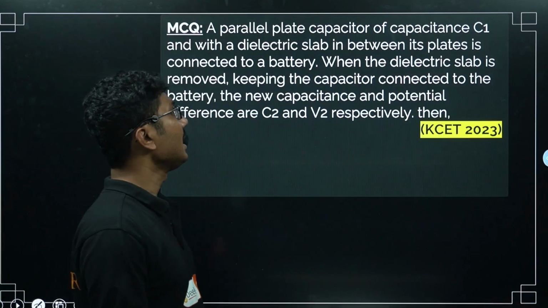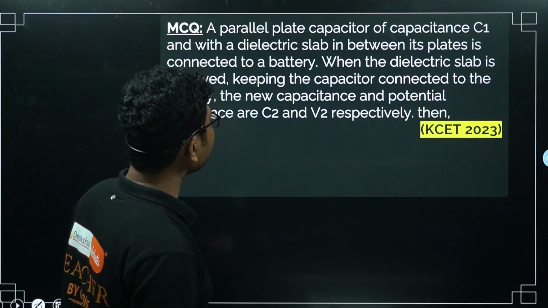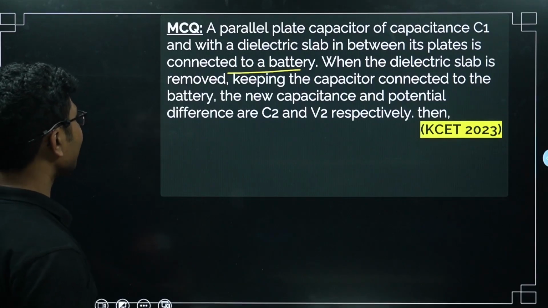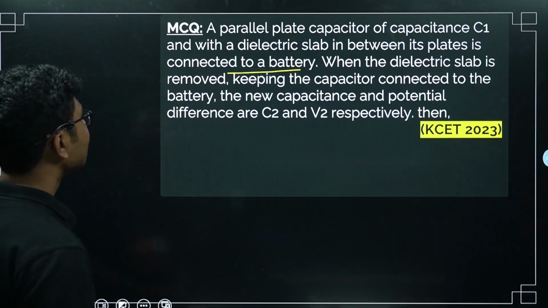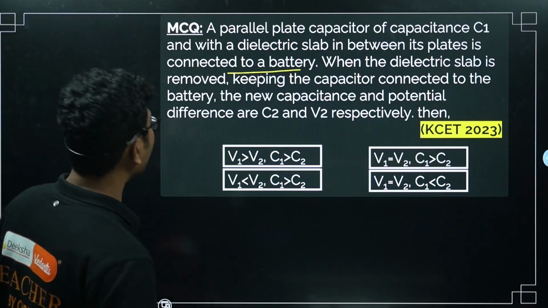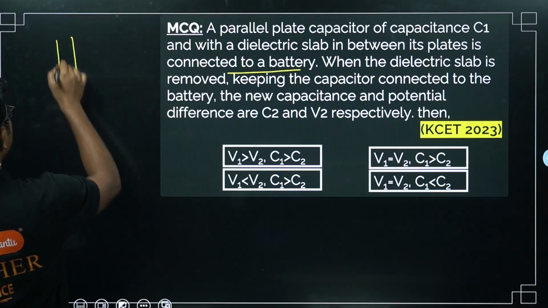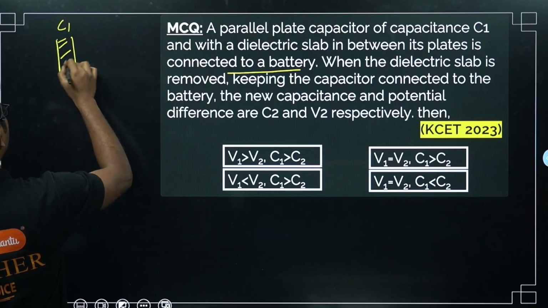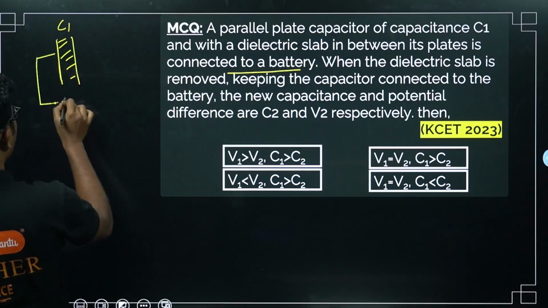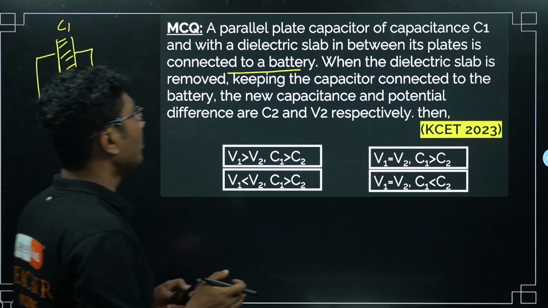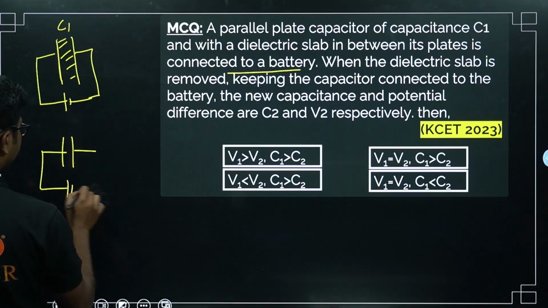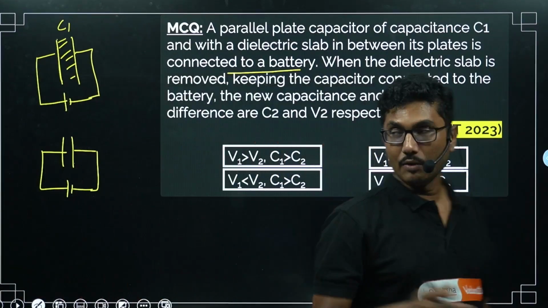A parallel plate capacitor of capacitance C1 with a dielectric slab in between the plates is connected to a battery. When the dielectric slab is removed, keeping the capacitor connected to the battery, the new capacitance and potential difference are C2 and V2 respectively. Then what is the condition? So they have given you a capacitor of capacitance C1 with a dielectric medium. The dielectric constant is not mentioned, though. It is also connected to a battery of potential V. Now the dielectric slab is removed, but the battery is still connected. What they are asking is which of the following conditions is correct.